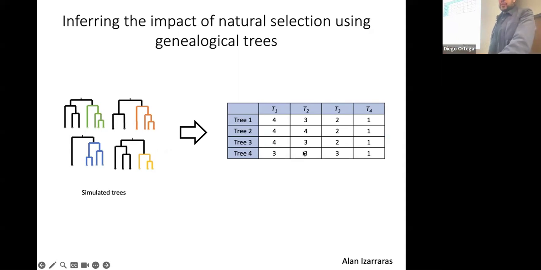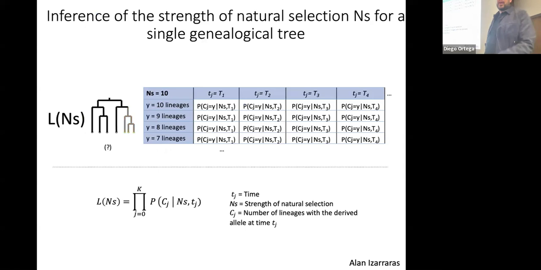So then we went on to set up a likelihood framework where the idea is that, for example, you have a tree, and for that particular tree, you ask, what's the chance that I have this number of lineages with the derived mutation, given some value of selection, and given that I'm looking at some particular time. So you can fill up a table, where you look at how many lineages have that derived value for a given time, and you can do that for different times. And basically, this probability is something that you can compute via Monte Carlo simulation. That's the way we do it.